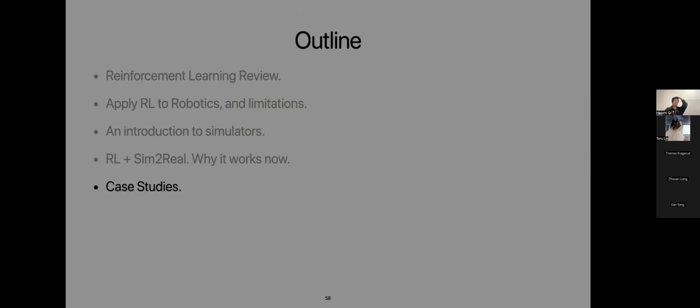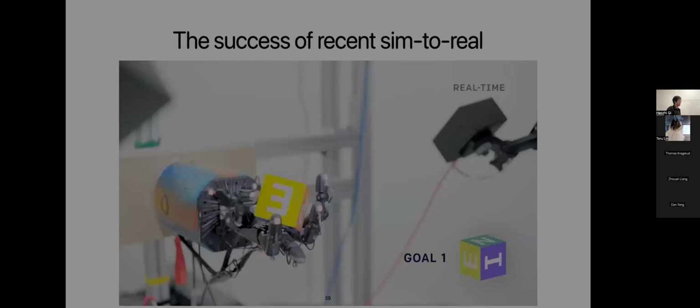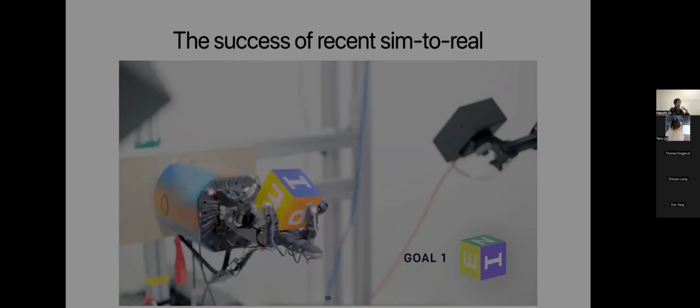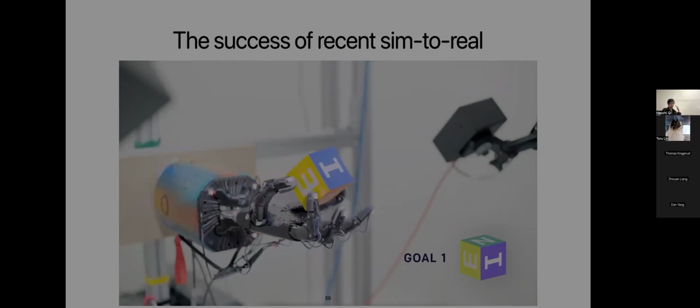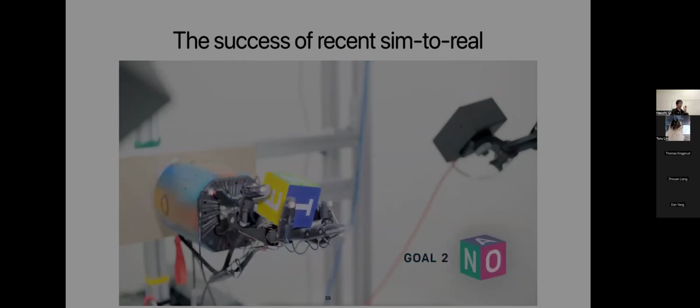And finally, in this section, we are also going to talk about a few success examples of sim-to-real and domain randomizations, and see how they evidence how the previous sections' knowledge or techniques apply to these examples. So this first example is from OpenAI's first dexterous hand work.